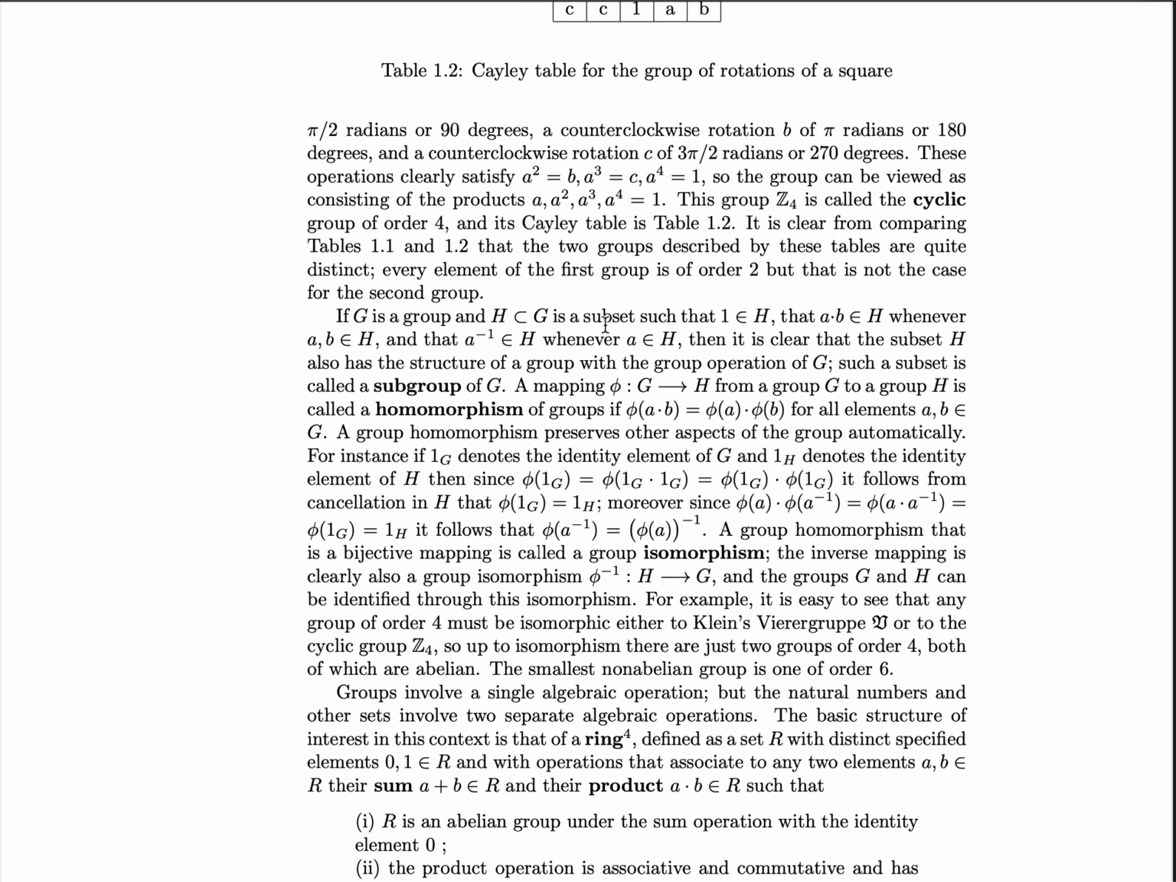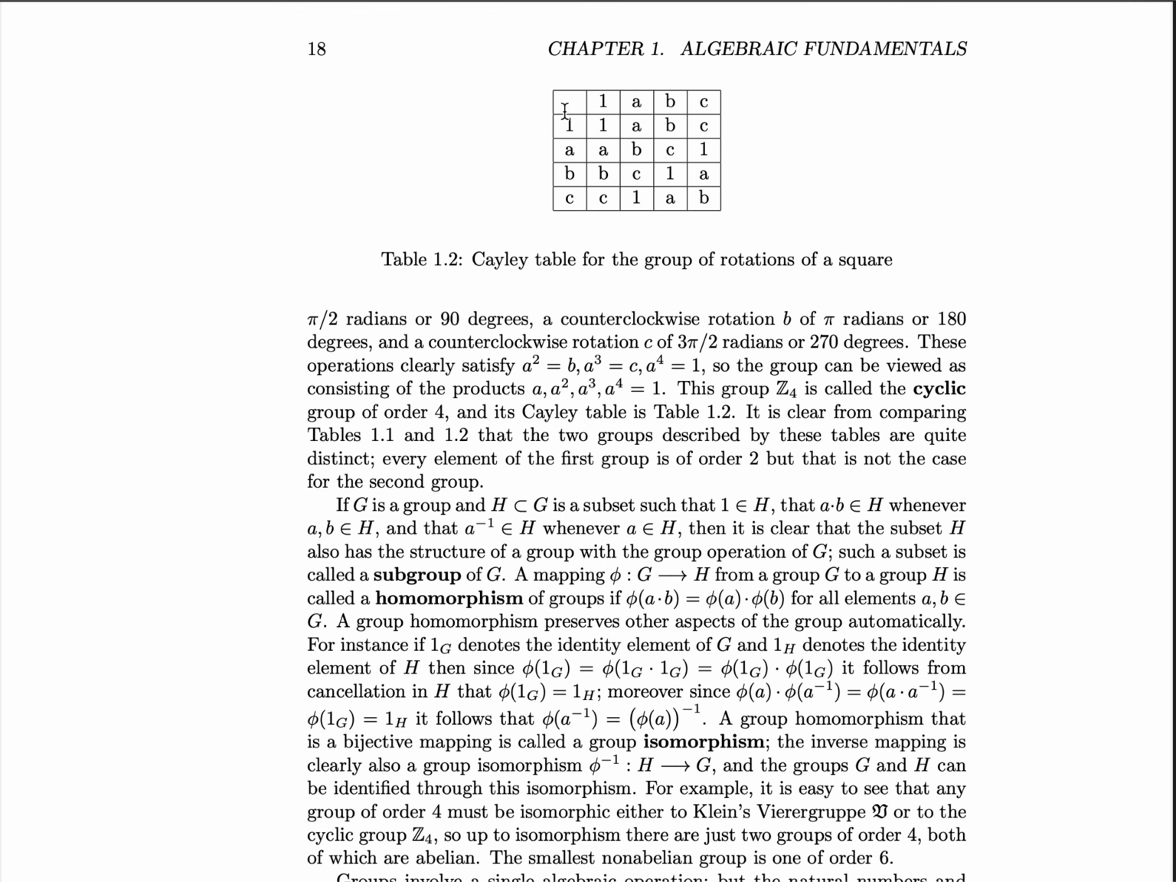These operations satisfy that A squared is equal to B, A cubed equals C, and A to the 4th equals 1. So we consider this group as consisting of the powers A, A squared, A cubed, and A to the 4th, where A to the 4th is equal to 1. This group is called Z mod 4. It's called the cyclic group of order 4. And its Cayley table is given here. We will note that it obeys all the rules we wanted.